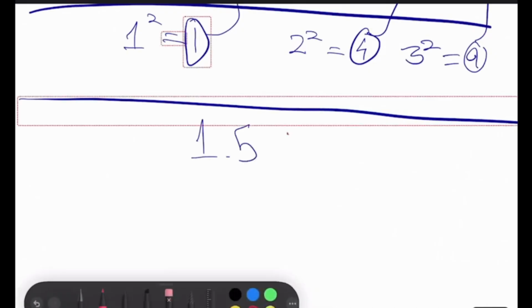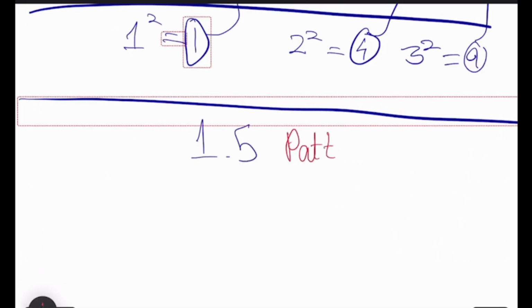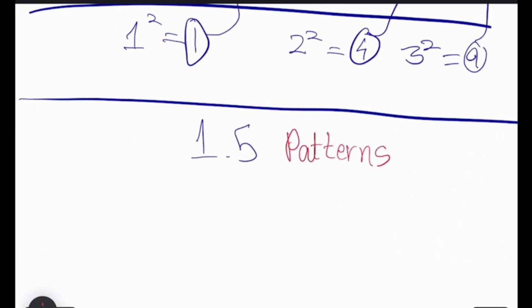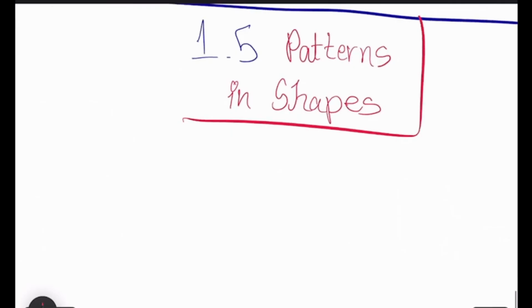Point 5. Patterns. It's in the NCERT. It's written like this. So I'm writing exactly like that. Patterns in shapes. Okay, so let's study about it. So let's start. Here we have other important and basic patterns that occur in mathematics, which are patterns of shapes. Okay, so these shapes may be 1, 2 or 3 dimensions. Means these shapes may be in one dimension, 2 dimension or 3 dimension.